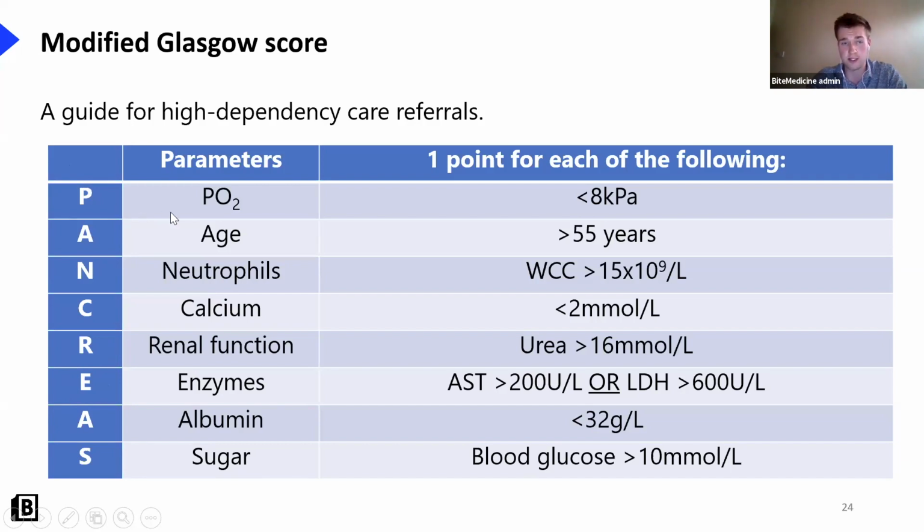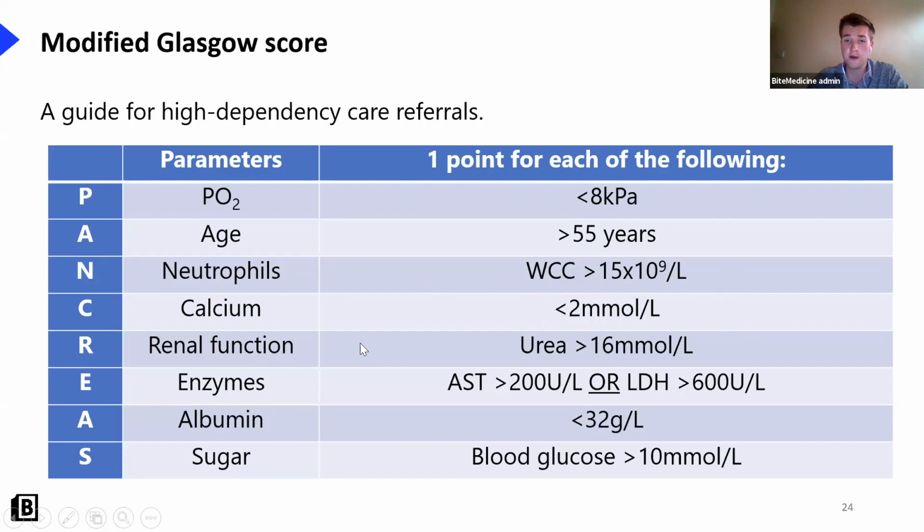So just working through it systematically, the P is for PO2. So you get that from an ABG, if they have less than 8 kilopascals of oxygenation, then you get a point. They immediately get a point if they're over 55. N stands for neutrophils, but in the context of the Glasgow score, it's actually the white cell count you're looking at, and if it's over 15. The C stands for calcium, and here we're looking for calcium less than 2. So we talked earlier about hypercalcemia being a cause, but we're looking here for hypocalcemia.